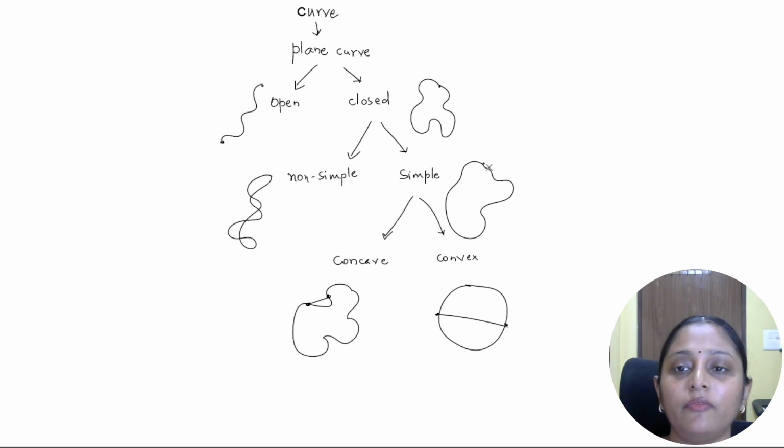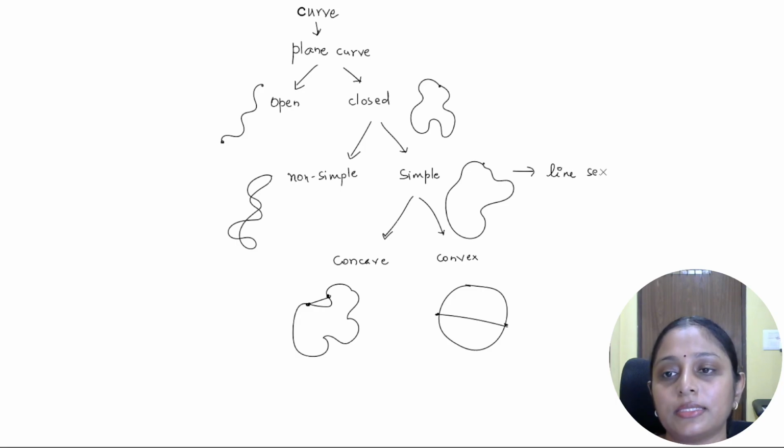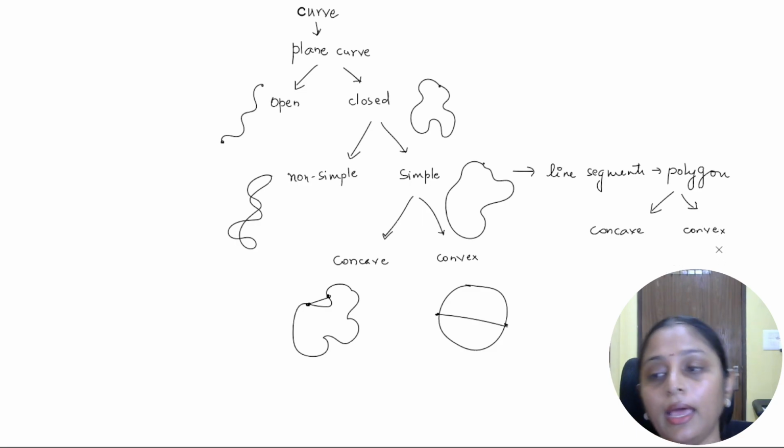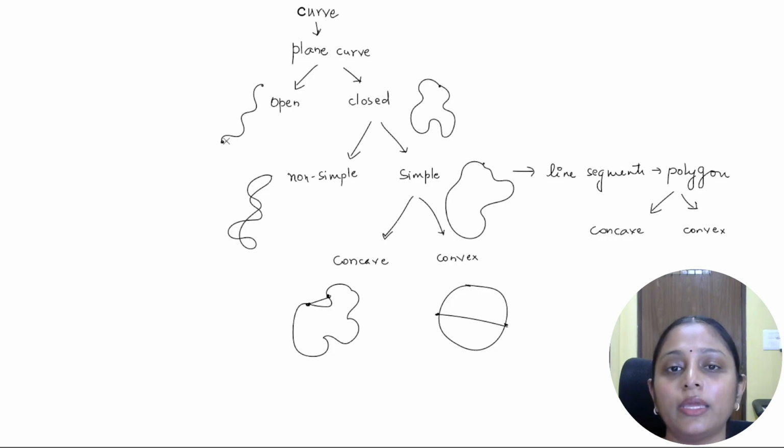Now where does the polygon come in? A polygon is a simple closed curve, only thing is it is made up of line segments. If it is made up of line segments, we call it a polygon. Now in polygons, like for any simple closed curve, we have the classification concave and convex. I have the classification concave and convex polygon. After this, we will be looking at regular polygon and irregular polygon.